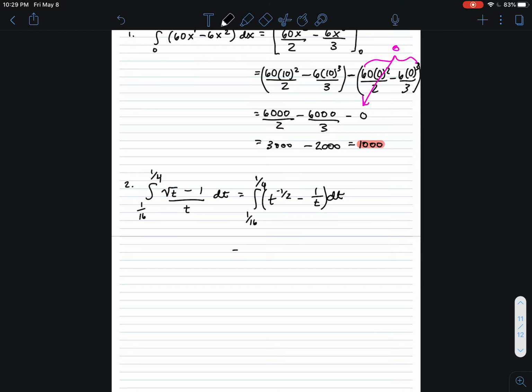So before we dive in, we know how to deal with this first bit, the t to the -1/2, because we just increase this by 1, so -1/2 plus 1 is +1/2, divide by our new power of 1/2, and then we're going to subtract the integral of this guy. But if we were to do that like normal, we would have t to the -1, and increasing that power by 1 becomes t to the 0 divided by 0, and we know we can't divide by 0. So something's off there.